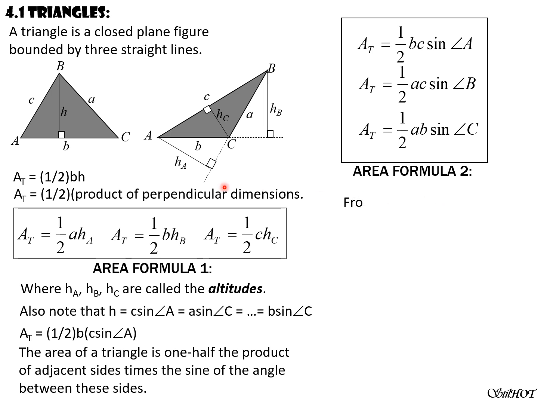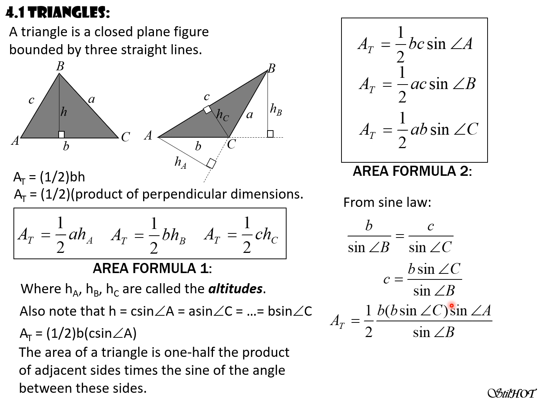Next, from sine law, B over sine angle B is equal to C over sine angle C. So therefore, C is equal to B sine angle C over sine angle B. Substituting into this area of triangle, so replacing C by B sine angle C over sine angle B, then we're able to formulate another formula for area of triangle in terms of a single side, which is read as area as square of any side times sine of the angles adjacent to that side.